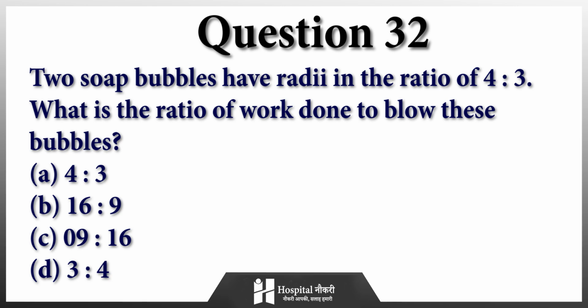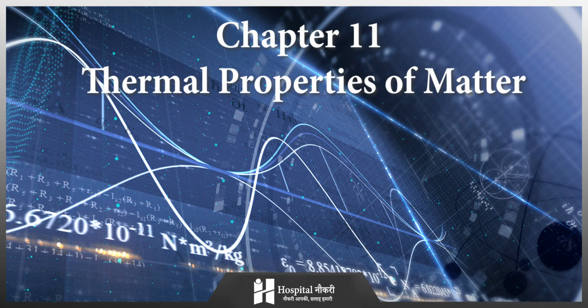Next question is, two soap bubbles having radii in the ratio of 4:3. What is the ratio of work done to blow these bubbles? A, 4:3, B, 16:9, C, 9:16, D, 3:4. Correct option is 16:9. These MCQs are from thermal properties of matter.